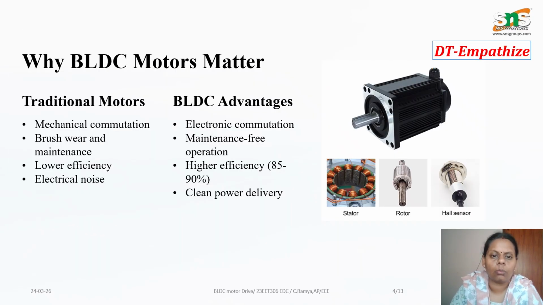Next, why are BLDC motors so important today? Traditional motors use mechanical commutation, which leads to brush wear, maintenance issues, lower efficiency, and electrical noise. In contrast, BLDC motors use electronic commutation, which eliminates these problems, and they also offer maintenance-free operation, higher efficiency, typically around 85 to 90 percent, and clearer power delivery. This makes them ideal for modern applications.